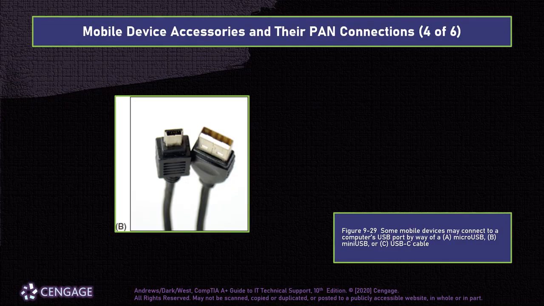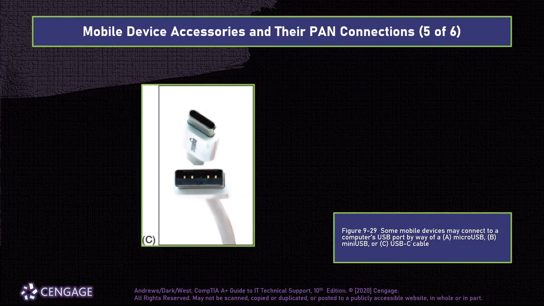There is a mini USB here. You can see, if you flipped it upside down, it would look kind of like a fedora, where you have the little brim of the hat and then that boxy top. And then here's the Type-C.